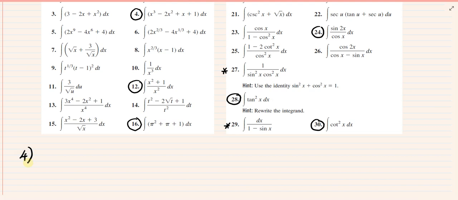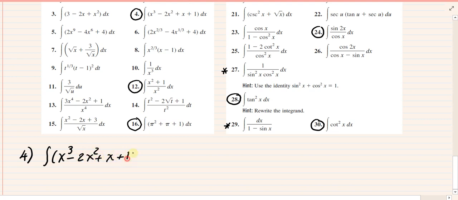Okay, so let's begin with exercise number 4. In exercise number 4, we have the integral. The integrand is x cubed minus 2x squared plus x plus 1, and then dx. Remember, dx means the variable of integration is x. That's all we want at this point. I know you're probably thinking dx is the differential of x, which it is, a small distance away from x. We'll talk about that kind of stuff later on. But for now, that means the variable of integration is x.